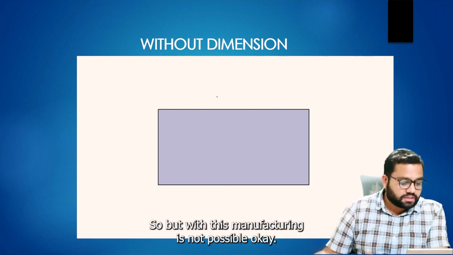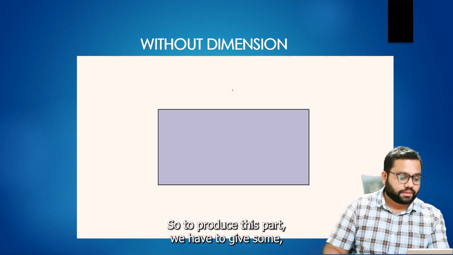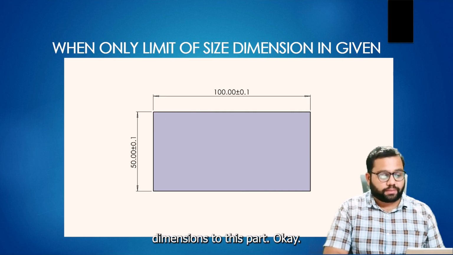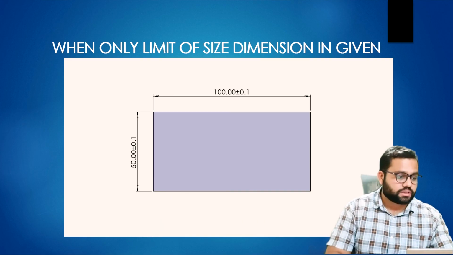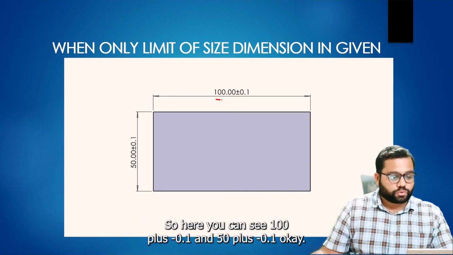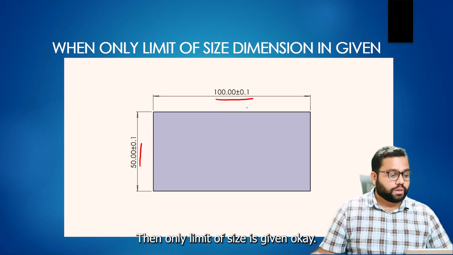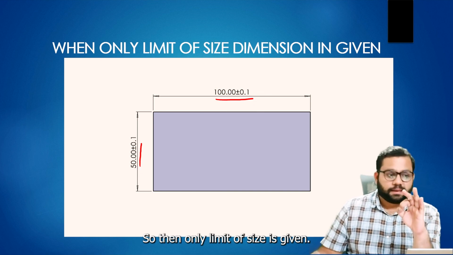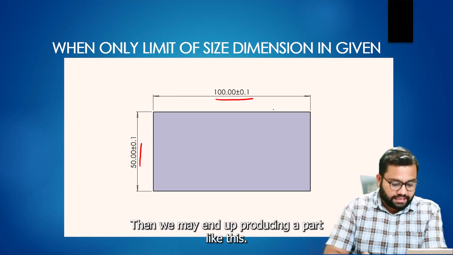Okay, but with this, manufacturing is not possible. Just by showing this rectangle, the manufacturing is not possible. Okay, so to produce this part, we have to give some dimensions to this part. Okay, so in this you can see that I have given some sizes or dimensions. So what we do is we have added the dimension and dimensional tolerances. Okay, so here you can see 100 plus minus 0.1 and 50 plus minus 0.1. Okay, so dimension and dimensional tolerances we have added when only limit of size is given. Okay, so when only limit of size is given, then we may end up producing a part like this.